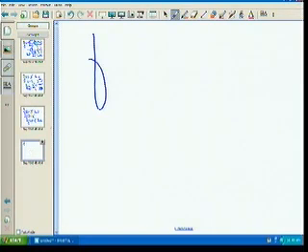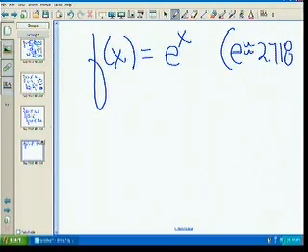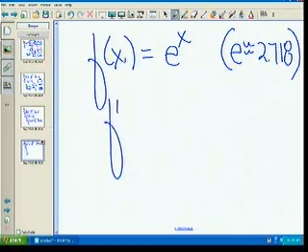So let's suppose the original function is e to the x. E is a number. It's not as nice as 2 or 3, but it's a number between 2 and 3, approximately 2.718. This number e rears its head in mathematics a lot. The natural exponential function, the natural logarithmic function, comes into play a lot in mathematics.